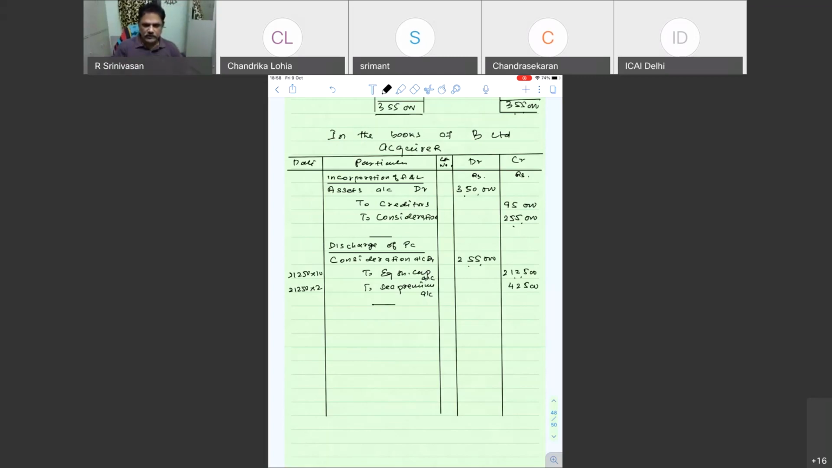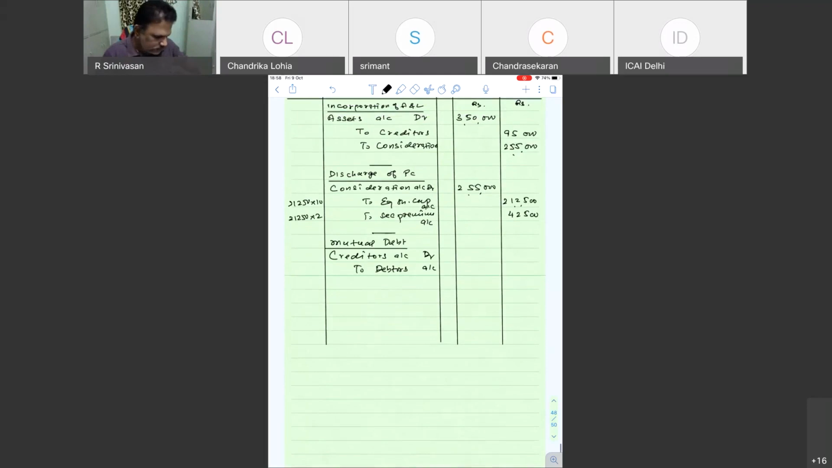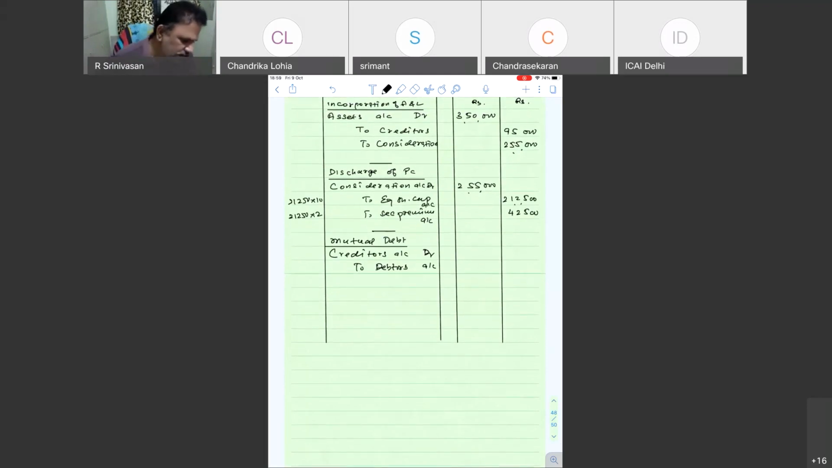Okay, this is over. Now, mutual debt. Creditors account debit, debtors. How much are the creditors and debtors? They say a sum of rupees 20,000 is owed by B Limited to D Limited. So 20,000, 20,000.